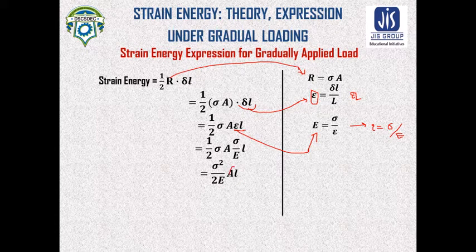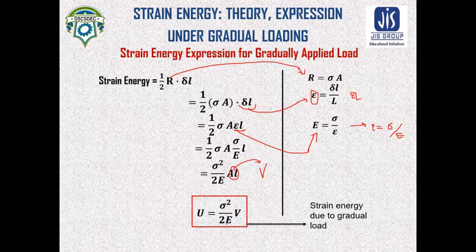Now AL can be written as the volume of the body, or V. So U is equal to sigma square by 2E into V. This is the expression of the strain energy due to gradual loading.